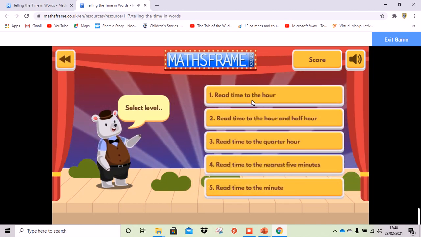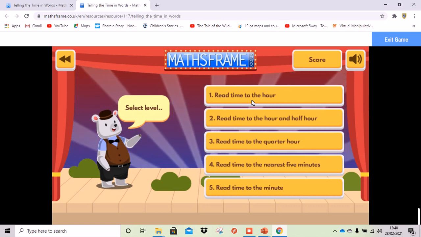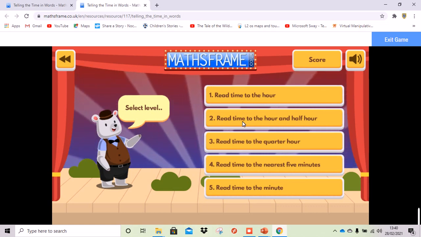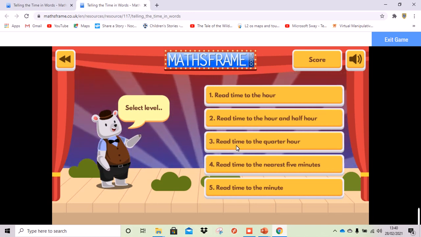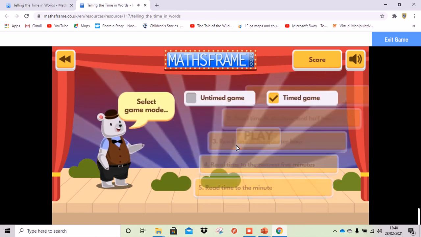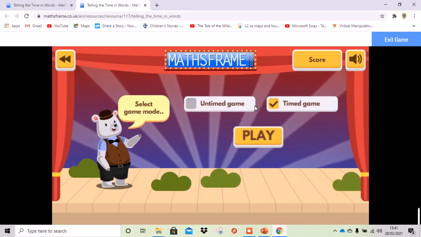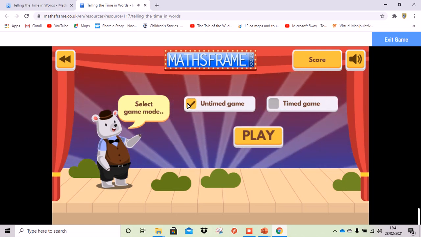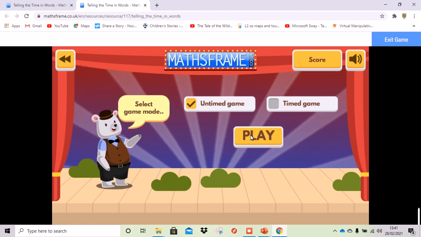And you have the option, if that's where you are, you want to just start from the beginning again, you can read to the nearest hour, read to the nearest hour and half hour, and read to the nearest quarter hour, which we've been learning today. So let's click on this. If you want to challenge yourself, keep it on timed game, but if you just want to take your time and think about it and not have that pressure, click untimed game.